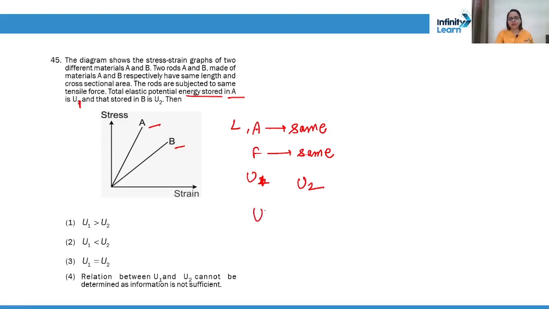So total elastic potential energy is sigma square upon 2 gamma into volume, right? If area is the same, length is the same, and force is the same, then sigma is the same. So U is inversely proportional to gamma, Young's modulus. The slope of the stress versus strain curve will give you what? Gamma. So the slope of A is more as compared to the slope of B. That means gamma of A is greater than gamma of B. So if gamma is more for A, then its potential energy stored will be less. So U1 is less than U2, which is option 2.